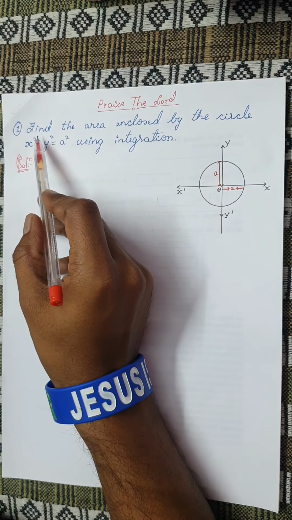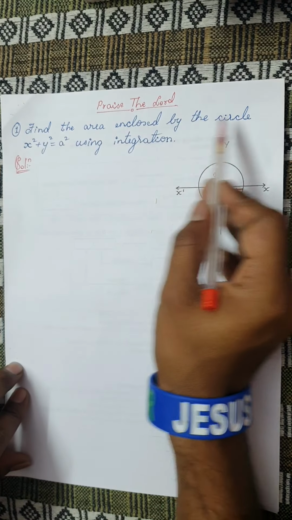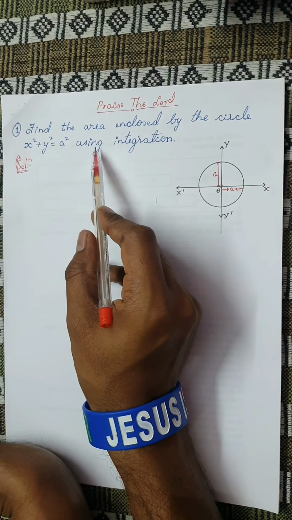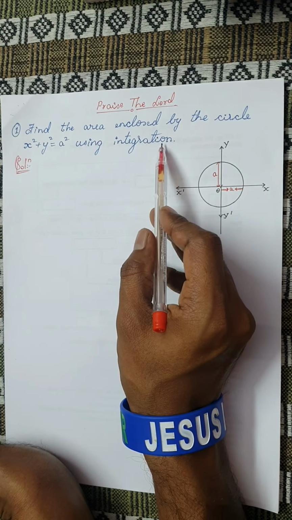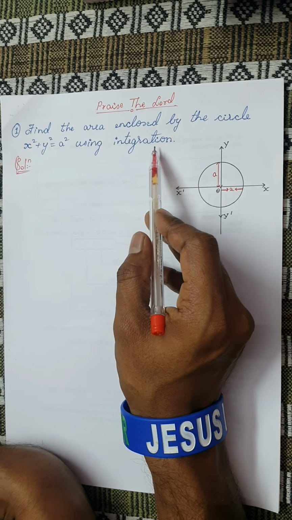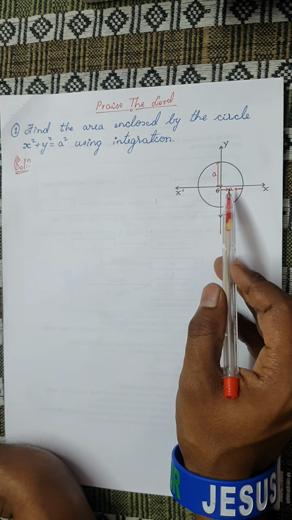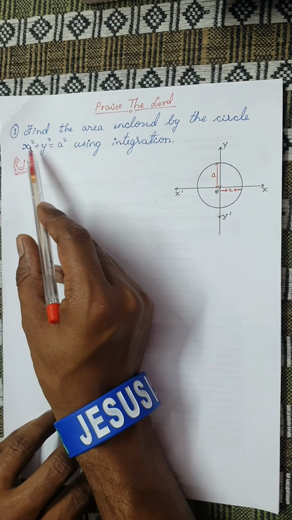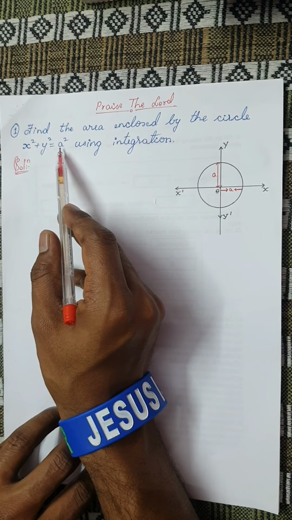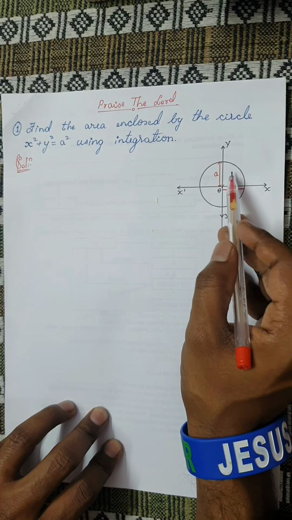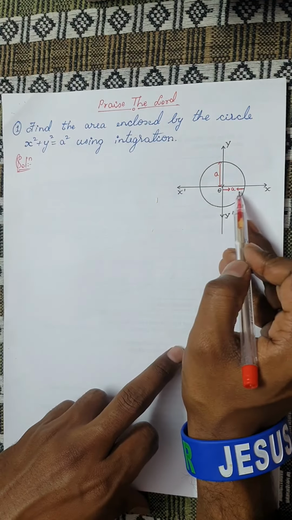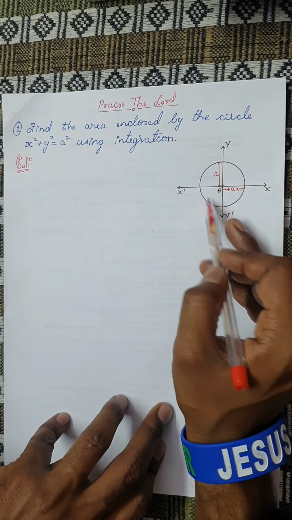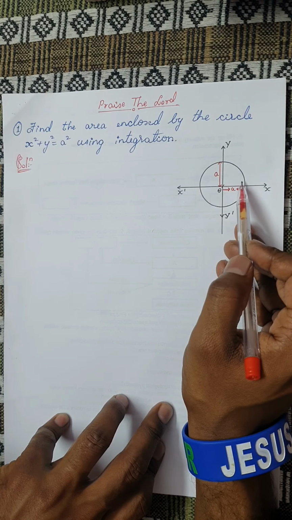So the first question we have for the day is: find the area enclosed by the circle x square plus y square is equal to a square, using integration. I hope you already know the basic formula of area of the circle, which is nothing but pi r square, where r is the radius of the circle. Here, he has given you the circle x square plus y square is equal to a square. Remember, this is the equation of the circle whose radius is a units. Now I want to find out the area enclosed by this circle on the coordinate axis.